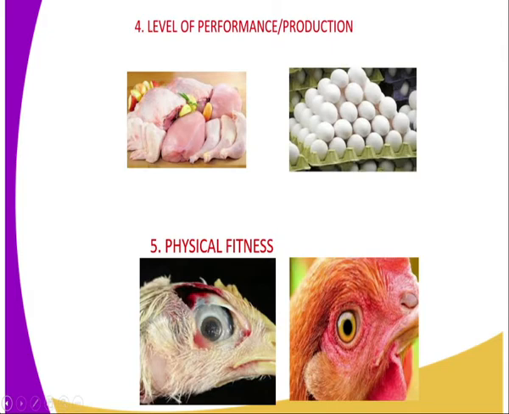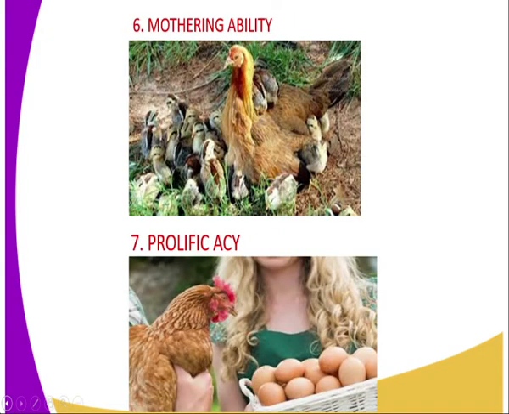And the fifth one, we have physical fitness. The poultry which you are supposed to select are supposed to be physically fit. For instance, you are not supposed to select a one-eyed hen or a one-eyed male bird, but you are supposed to select those which are physically fit, to prevent genetically inherited diseases, and so that you can have a low cost of production. Then we have the mothering ability, and that is the sixth factor.